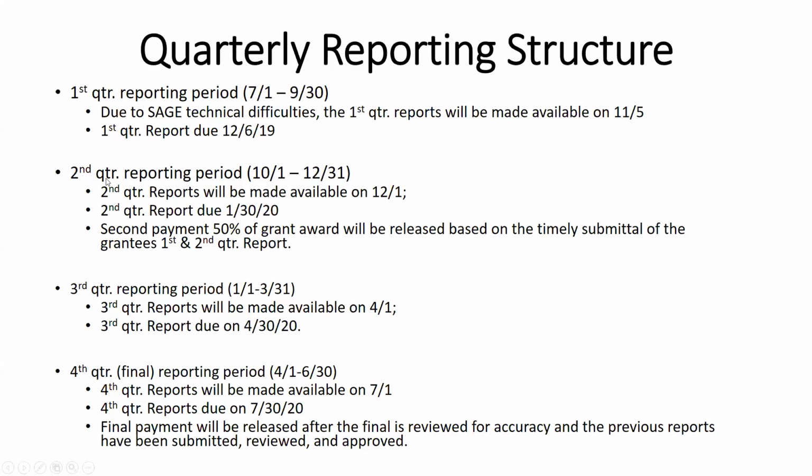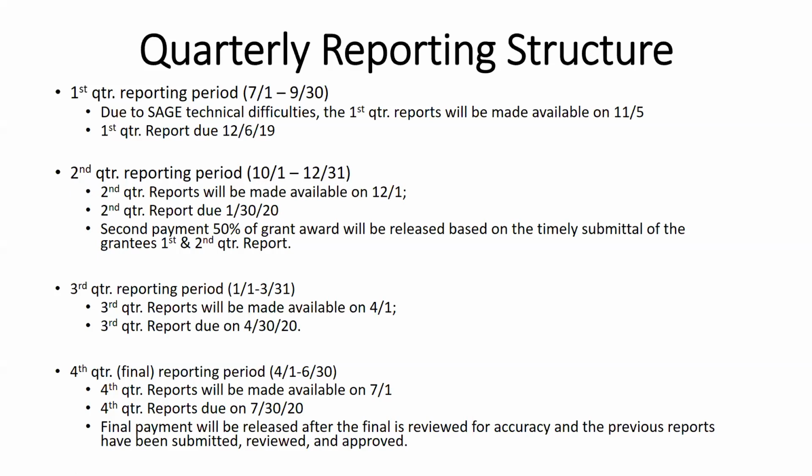The second quarter reporting period is October 1st to December 31st. The second quarter reports will be made available on December 1st. The second quarter reports are due January 30th, 2020. Now, when you submit your second quarter report and it's approved and your first quarter report hasn't been approved, then you'll receive 50% of the grant award once the second quarter report is submitted.